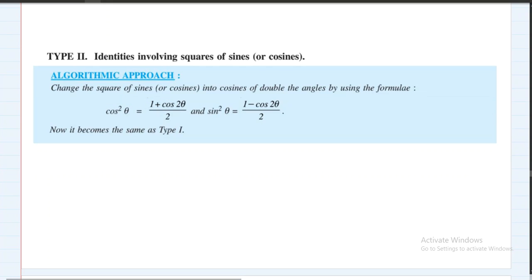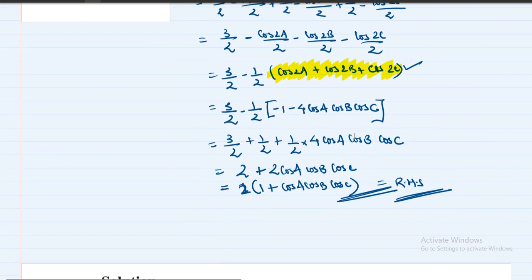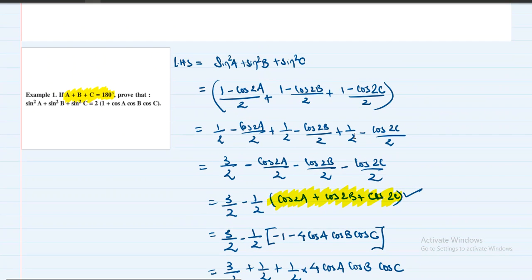Identities involving square of sines. So here we have to change the square of sines into cosines of double angle by using this formula: cos square theta is (1 plus cos 2 theta)/2 and sin square theta is (1 minus cos 2 theta)/2. Then it becomes the same as type 1. So I'll show you how we'll solve this kind of questions. These are also based on the conditional trigonometric identities, okay?